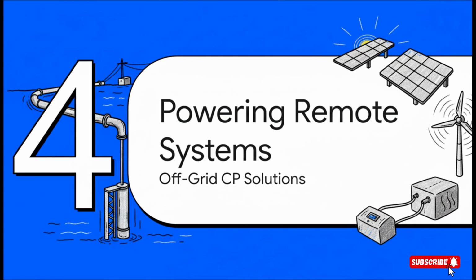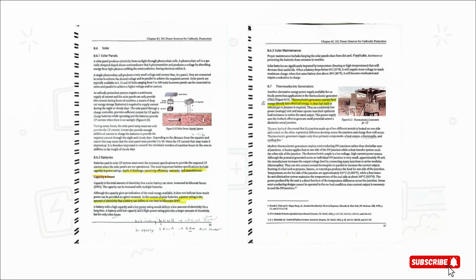So far, we've kind of assumed you can just find an outlet and plug your rectifier in. But what happens when your pipeline is out in the desert, miles from anything? For that, we've got to go off-grid. The 2 main ways to do this are with solar power or with something called a thermoelectric generator, or a TEG.